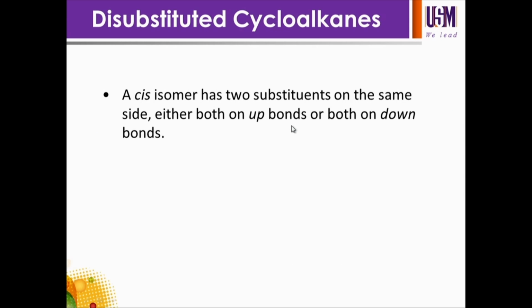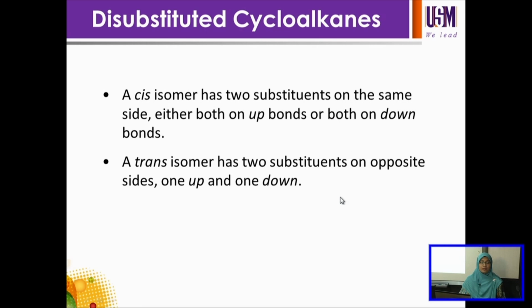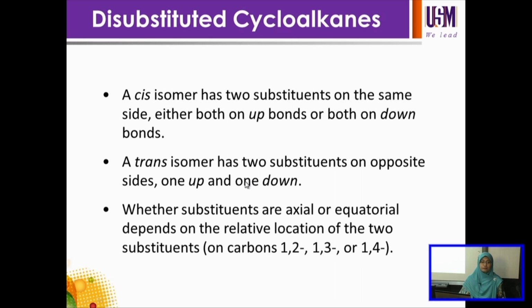So in a disubstituted cycloalkane or cyclohexane, a cis isomer has two substituents on the same side, either both on up bonds or both on down bonds. A trans isomer, on the other hand, has two substituents on opposite sides, one up and one down. Whether substituents are axial or equatorial depends on the relative location of the two substituents on carbons 1,2, 1,3 or 1,4 and so on.